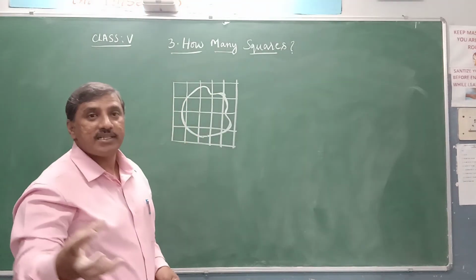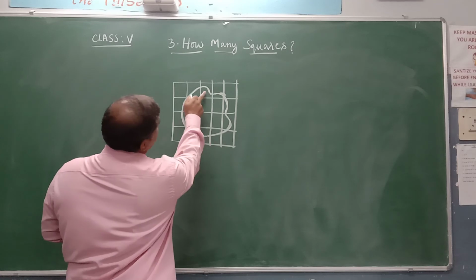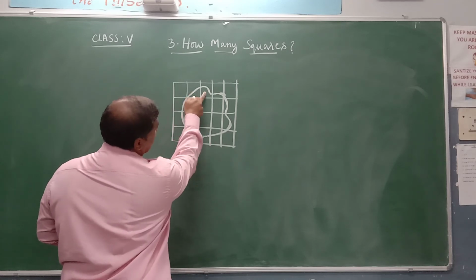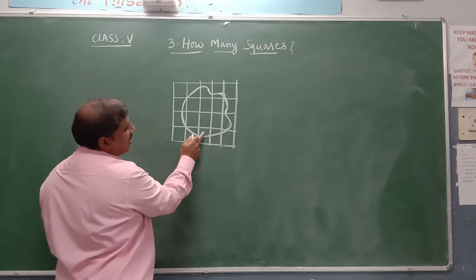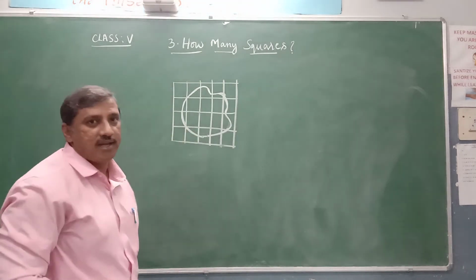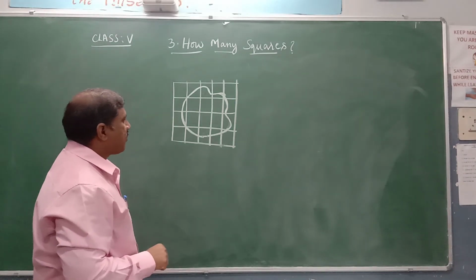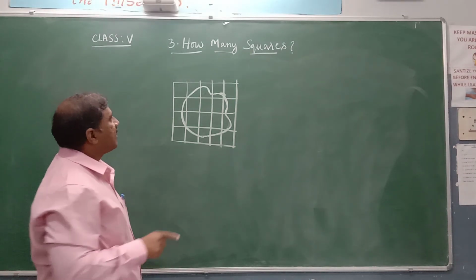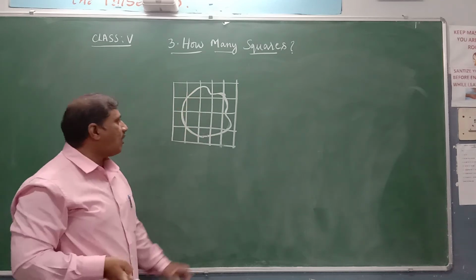And some squares are more than half filled. This is more than half filled square, and this is also more than half filled square. This is also more than half filled square. The third type of squares is exactly half filled squares. So here we find this is also not exactly half filled.